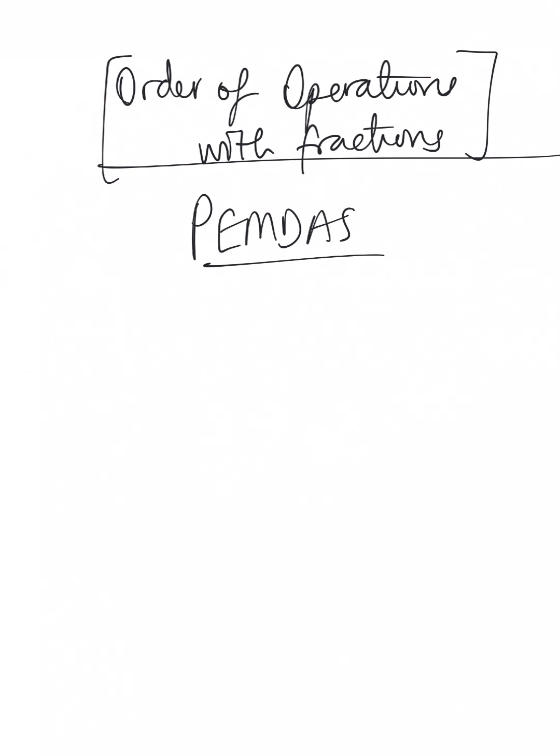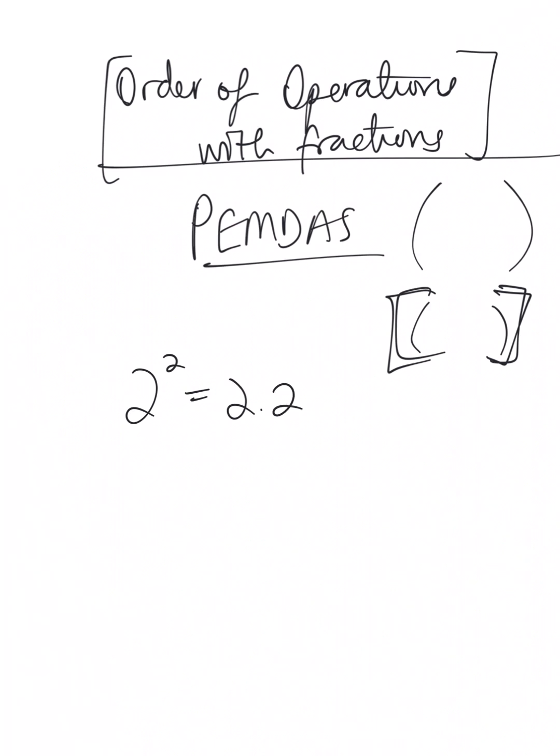So first of all, let's remember parentheses, you know what they look like. Sometimes we use brackets, but the idea generally in a lot of books is that you would see brackets and then you have parentheses within the bracket. Now, when you're dealing with exponents, if you have 2 squared, for example, that means 2 times 2.